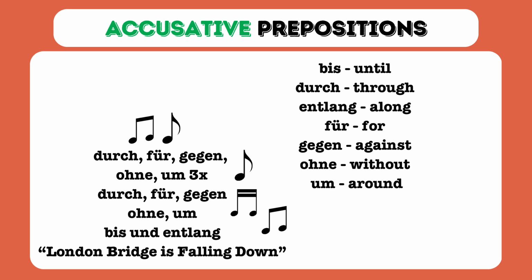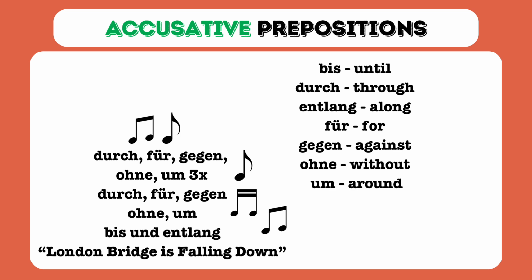The accusative prepositions are listed on the screen now. That would include bis, until; durch, which means through; entlang, which means along; für, which means for; gegen, which means against; ohne, which means without; and um, which means around.